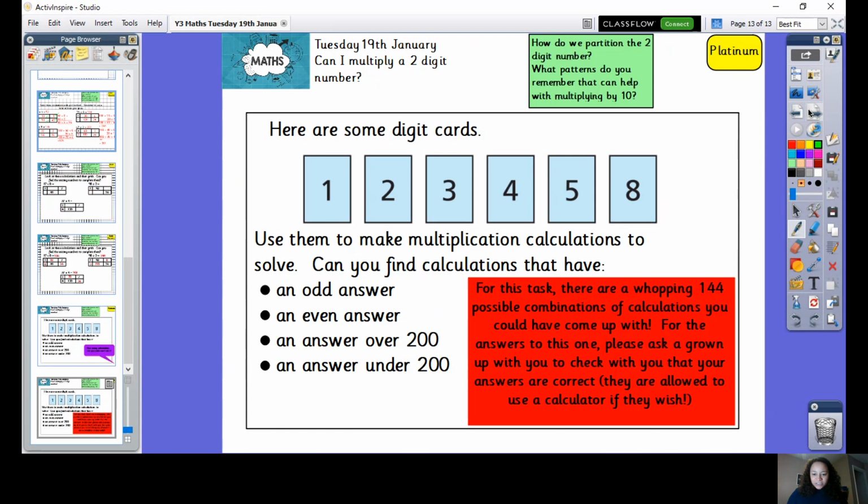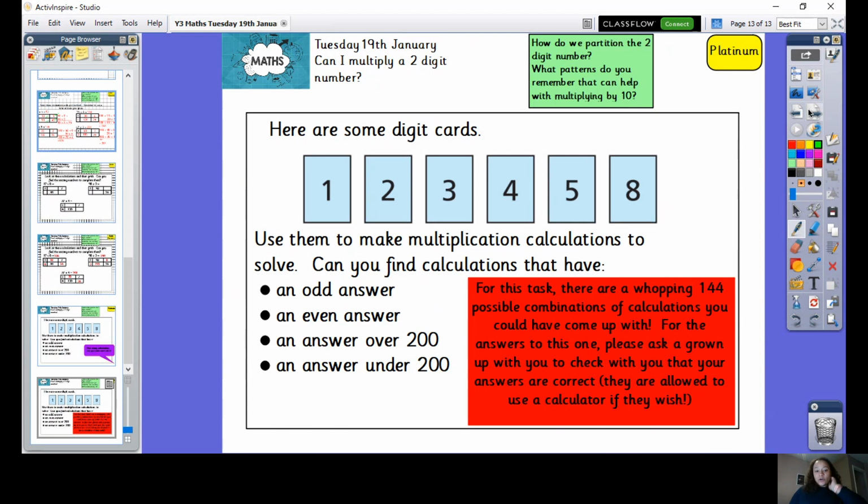Okay, now I feel quite cheeky for this task because there are a whopping 144 possible combinations of calculation that you could have come up with. And number one, I don't have the space. And number two, I think it might take me quite a long time to work all of those out for you. So for this one, could you possibly show the work you've done to an adult and ask them to check your answers with you?